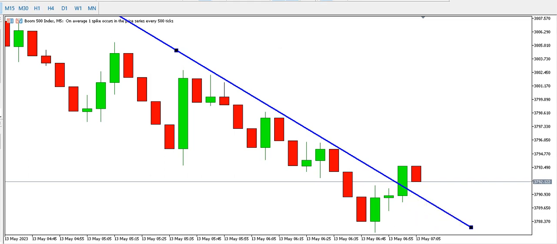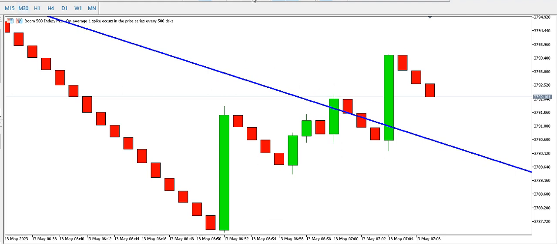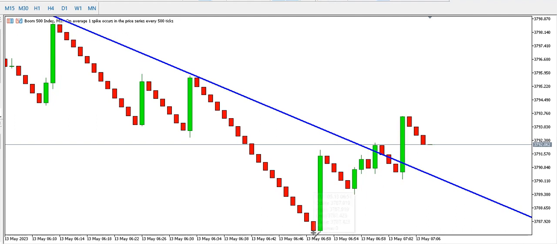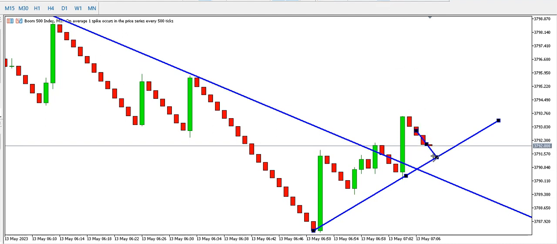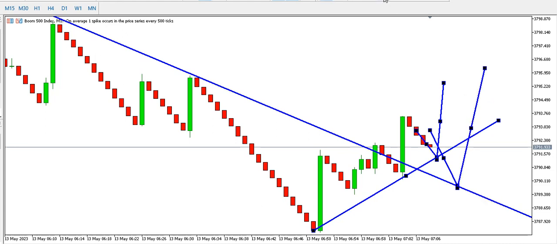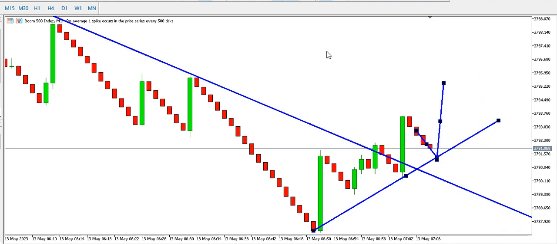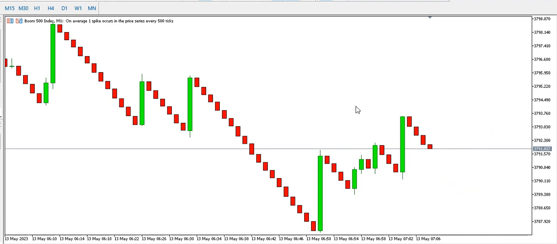It's quite tricky. On the 1 minute time frame, you can see the validation of the descending trend line. So we expect the price to respect this ascending trend line. Once it gets to this ascending trend line, we expect it to spike up, or at worst drop down to the trend line around here and then spike up. But if price drops below and breaks this structure here, then don't buy for now and look for selling opportunities. That's for boom 500 index.